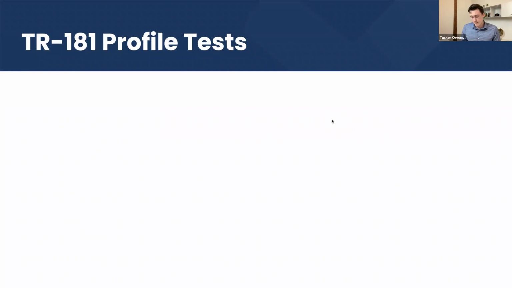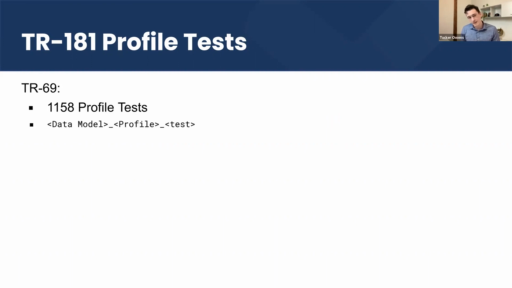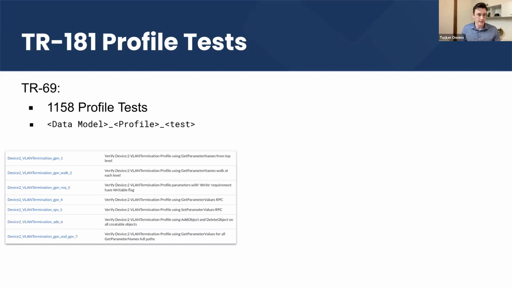So specifically for TR-181, CDRouter has a lot of these profile tests built in. For TR-69, there are 1,158 profile tests. The names are structured as the data model, which, as we're saying, we're talking about issue 2 of TR-181, so it's Device 2, and then an underscore and the profile. As you can see in this image, we have VLAN termination, and then the test itself. Now we can see the tests that I just went through: the GPN walk, the GPV, the SPV, that is, set parameter values, get parameter values, and get parameter names.